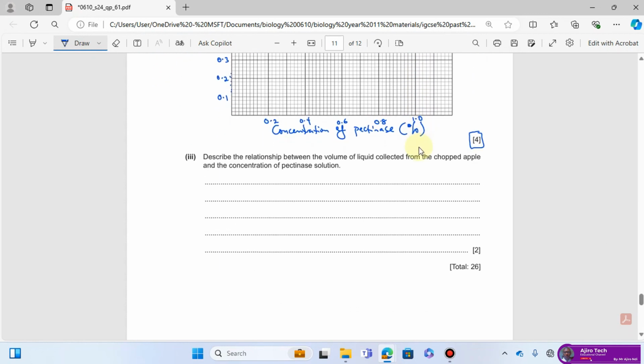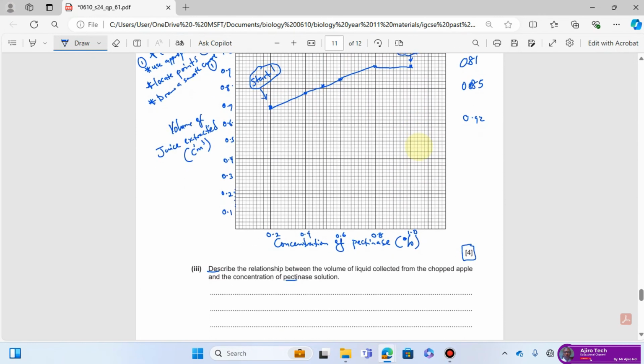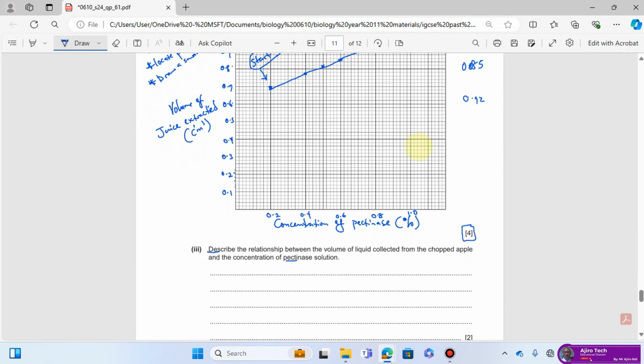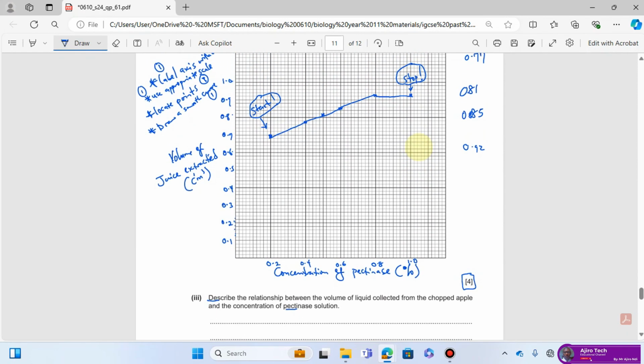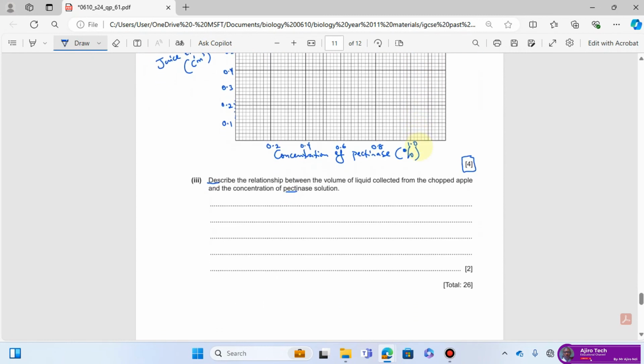They said describe the relationship between the volume of liquid collected from the chopped apple and the concentration of pectinase. You are describing, that means describe the graph. What do you notice as the trend in the graph? We saw that the volume of liquid collected continued to increase as the concentration of pectinase was increasing between 0.2 to 0.8. So you just put that down.